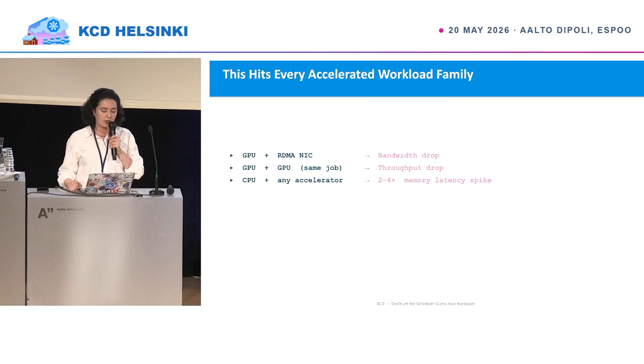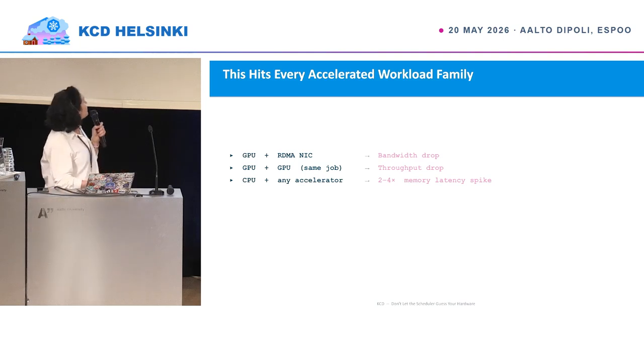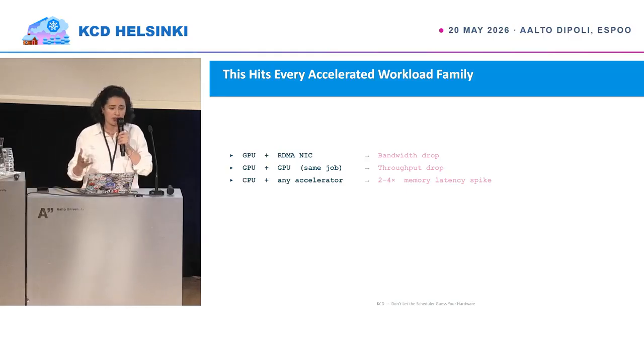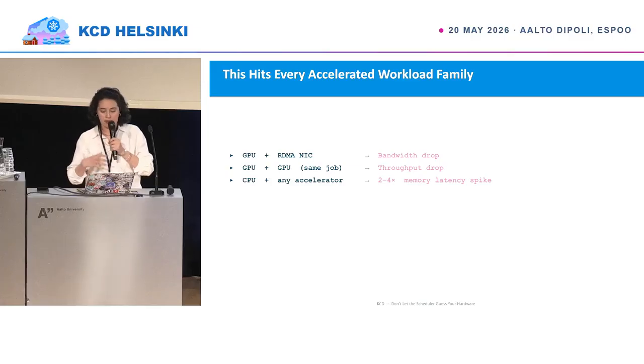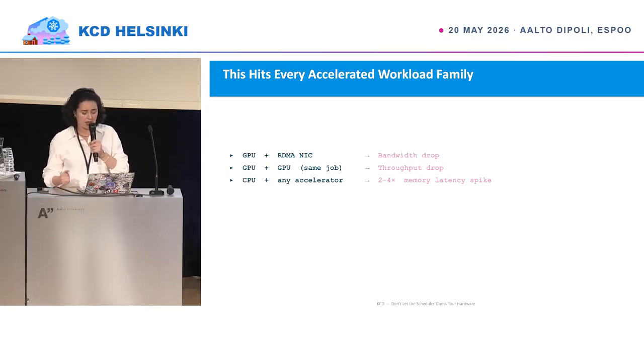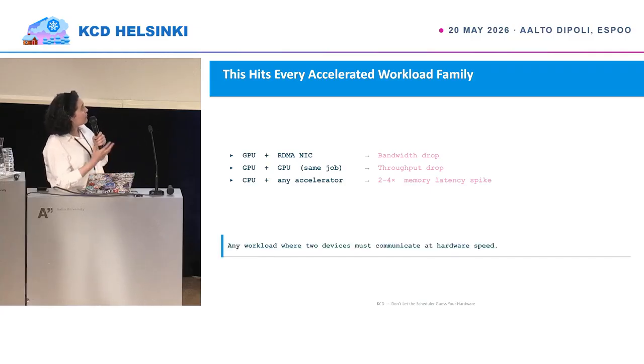a different hardware path. And the third example is about CPU and any other accelerator. Also for these two devices, placing them in different hardware domains adds latency to every memory access between a device and host. So the key point here is that you don't need to run any of these specific workloads. The pattern is generic. Any two devices that need to communicate fast, split apart, that's bad placement, and that's topology blindness, and it's the scheduler's fault.